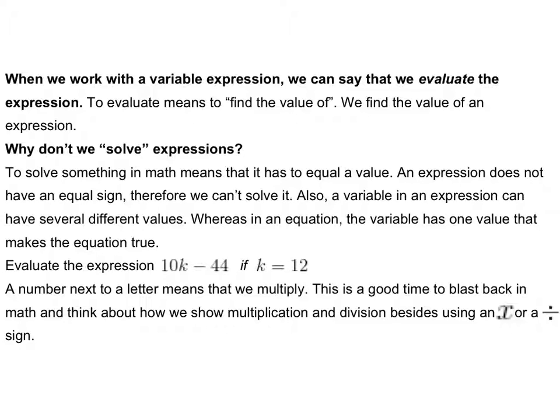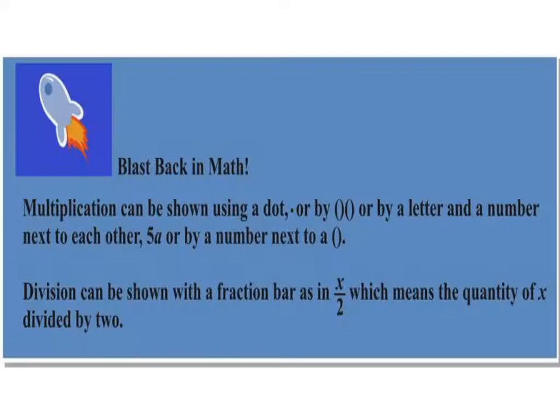Evaluate the expression 10k minus 44 if k equals 12. A number next to a letter means that we multiply. This is a good time to blast back in math and think about how we show multiplication and division besides using a multiplication or a division sign. Multiplication can be shown using a dot, or by putting both terms in parentheses, or by a letter and a number next to each other, such as 5a, or by a number next to a parenthesis. Division can be shown with a fraction bar, as in x over 2, which means the quantity x divided by 2.